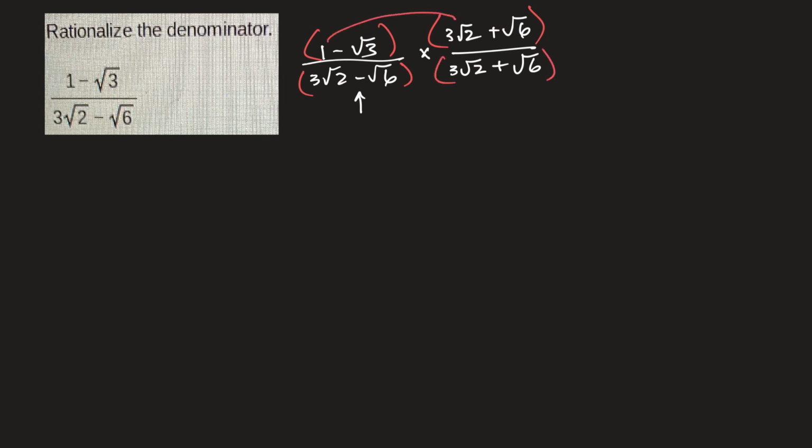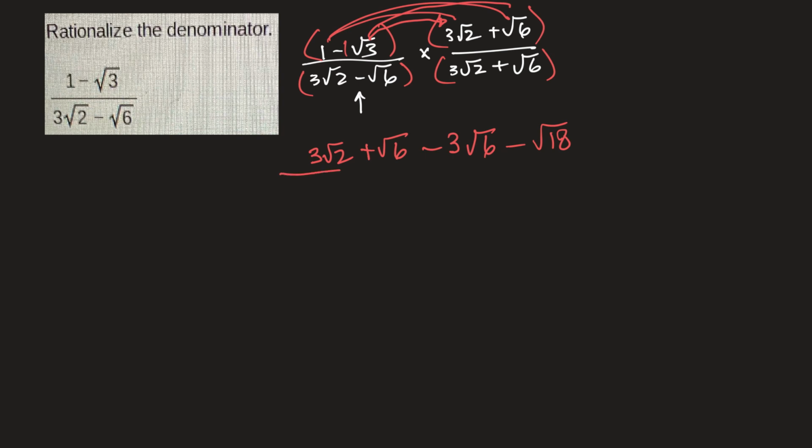So 1 times 3 root 2 is 3 root 2. 1 times root 6 would be a plus root 6. Root 3 times 3 root 2, so now the sign will be a negative, and then 3 times 1 is 3, and root 3 times root 2 is root 6. Okay, and then negative root 3 times root 6 would be a negative root 18. I think that's right. Yeah.